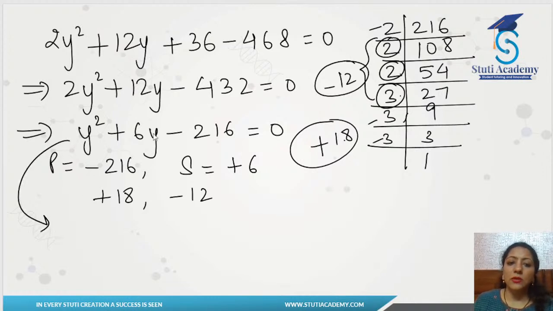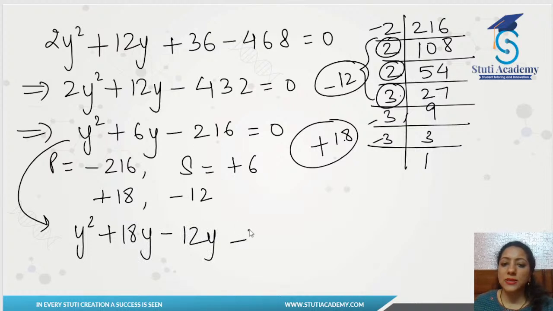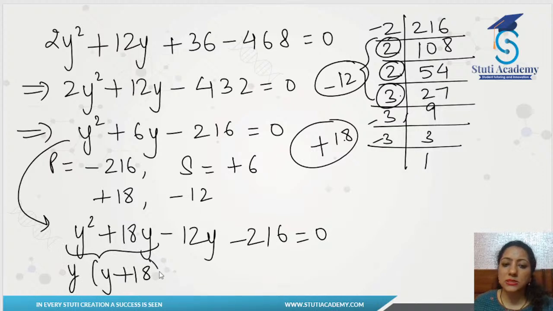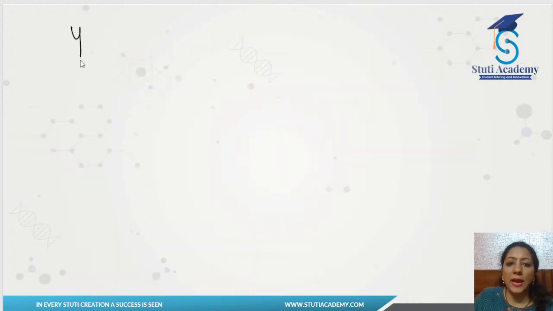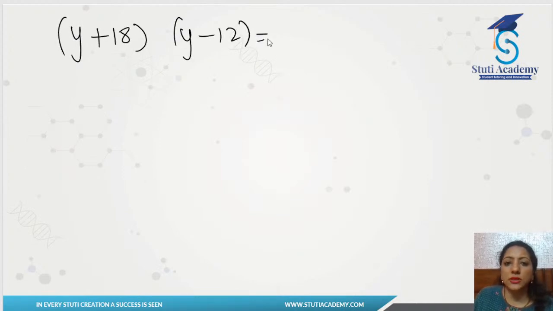So now we will write this 6y as 18y minus 12y. So this one is y square plus 18y minus 12y, and this minus 216 I'm writing as it is. Now we will take y common and we will have y plus 18 inside. Then we will take minus 12 common and we will have y plus 18 again inside.